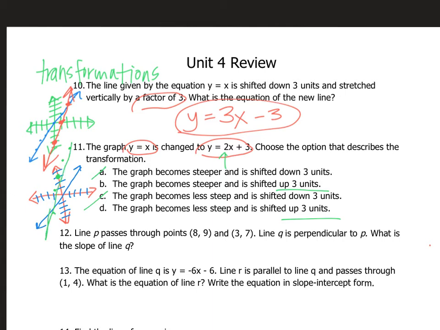Okay, so just by looking at this line, and I know this line is not perfect whatsoever, we can tell that our line is steeper. Okay, so since it becomes steeper, B would be the right answer.